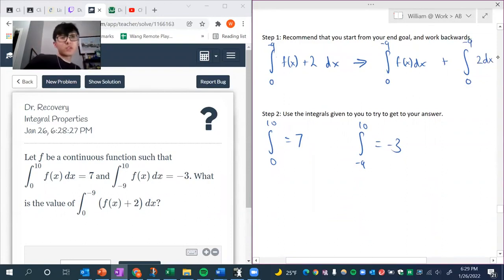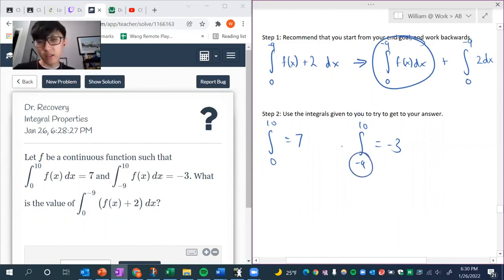Excellent. So I think this part, let's first find this integral. So my integral is from 0 to negative 9 of f of x. Okay. Well, notice that my one integral here is from negative 9 to 10. Right? So I'll say this, my integral is from negative 9 to 10. If I go from negative 9 to 10, but then I subtract this integral, so I subtract the part that's from 0 to 10.